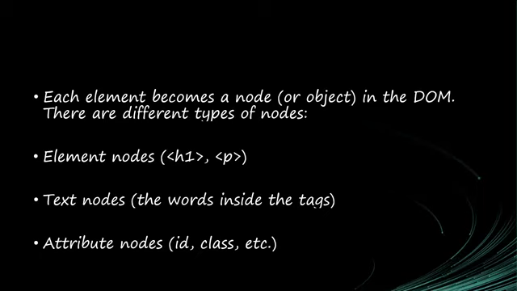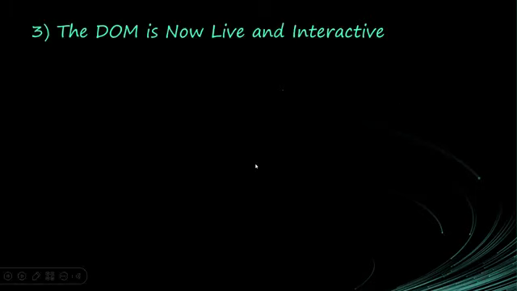So as it's creating the DOM, it will turn every element into a node. Every element, every attribute, every text, you turn them into a node. And when you're manipulating or working with the DOM, you'll be working directly with the nodes, okay? So the browser has loaded your web page. The browser has parsed it and created the DOM. Now the DOM is available for live interaction.